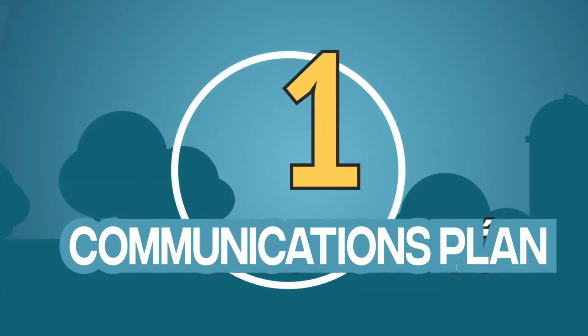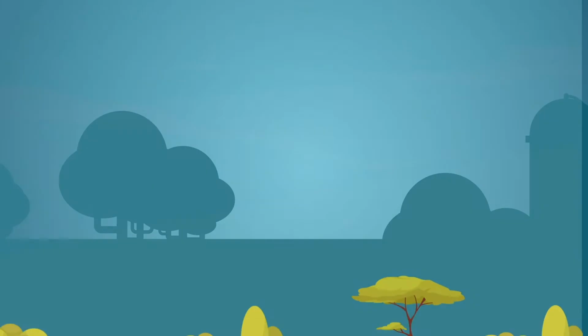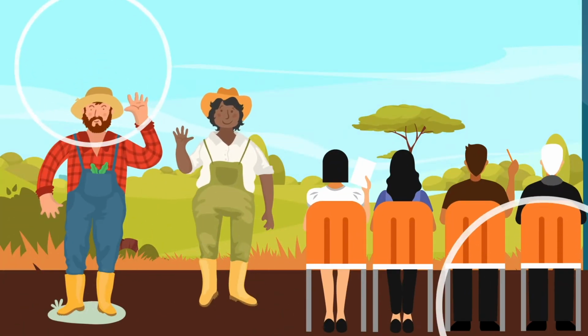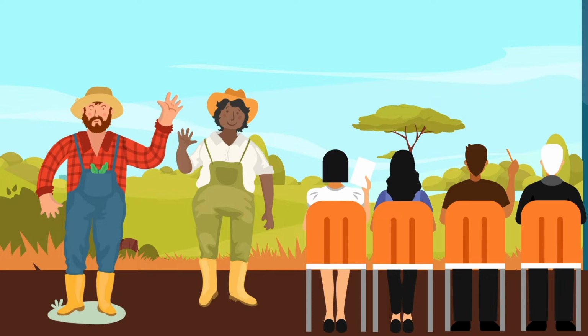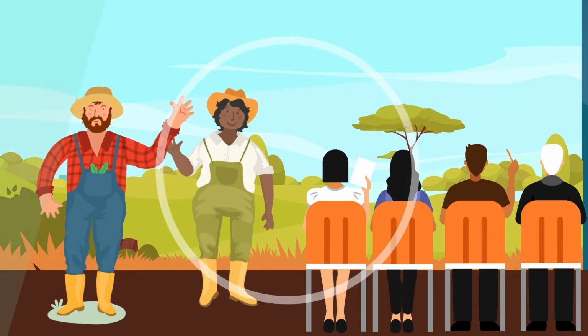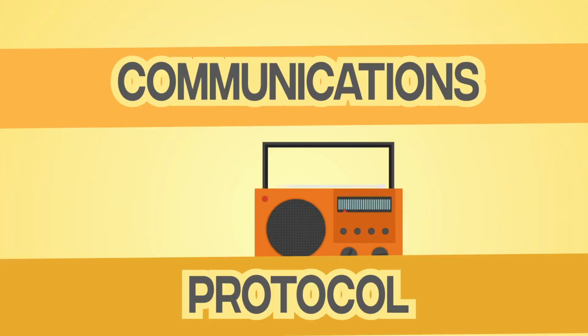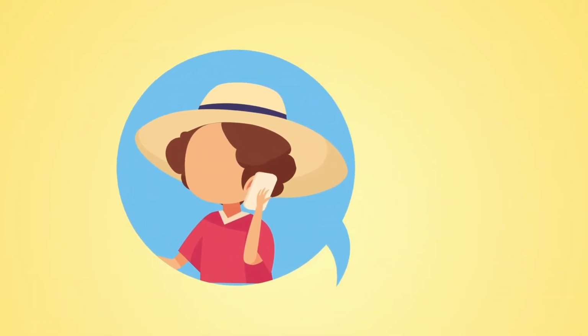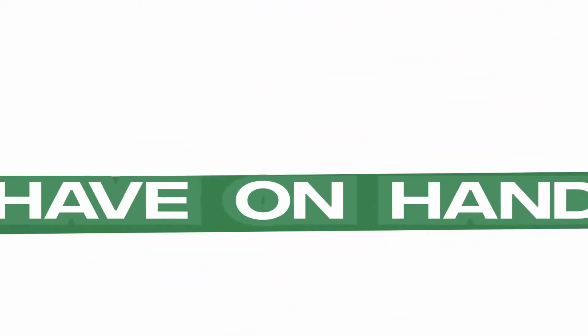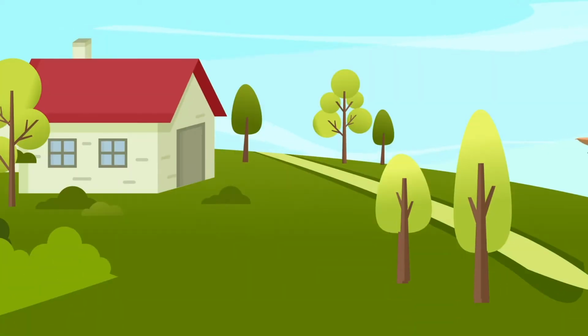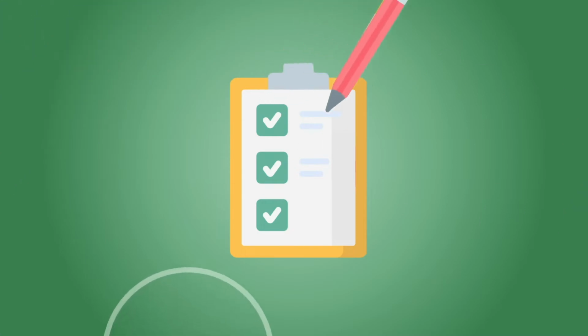Communications plan. Create a communication plan with all of your family members, farm crew, neighbors, and backup support. Establish an emergency communications protocol, including an out-of-area contact in case local phone lines are down. Have on hand communication equipment such as two-way radios, walkie-talkies, or a megaphone in a safe place to meet outside of the disaster's area. List important phone numbers and place them in accessible areas of your farm.